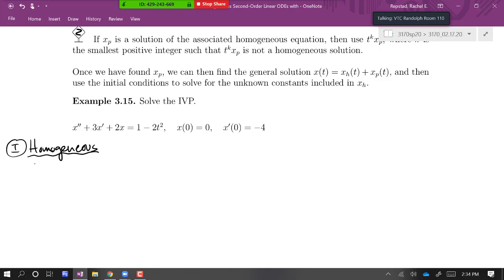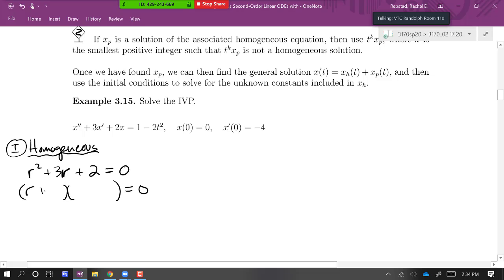The r squared plus 3r plus 2 is equal to negative 2t squared. Nope, just 0. Yeah, when it's the homogeneous, it's always equal to 0. So we look at the characteristic equation. I think this factors. We have r plus 1, r plus 2. We have 2 distinct real solutions.